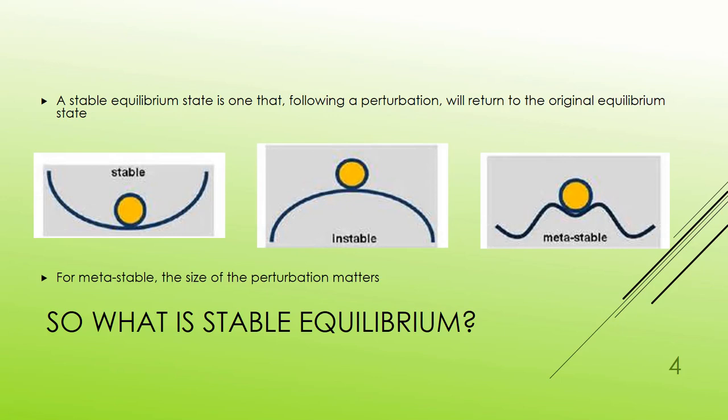But we also have metastable equilibrium states. In a metastable equilibrium state, the size of the perturbation matters. A very small perturbation might just rock it up that hill a little bit, but it would come back down to this stable position. But if I have a very large perturbation, it'll move it right over that little crest, and it will rest in a stable final position at the lower equilibrium state. So size of perturbation is going to make a difference between something that's truly stable and something that's only metastable.